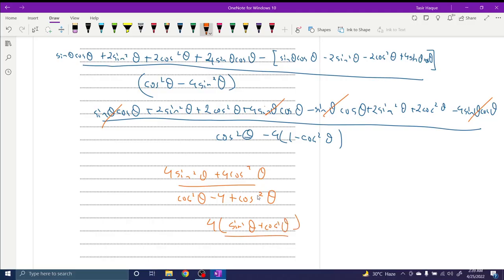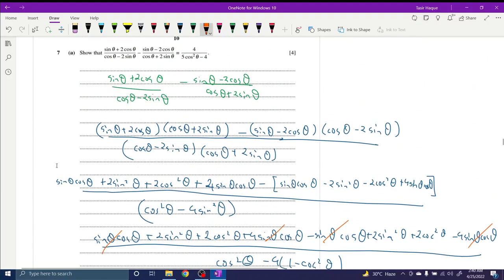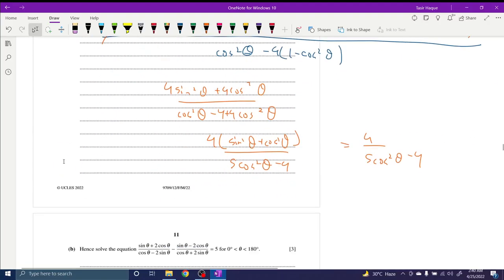divided by, sorry, below it was cos square theta minus 4 plus 4 cos square theta. So it's 5 cos square theta minus 4, or 4 divided by 5 cos square theta minus 4. That's it. That's all.